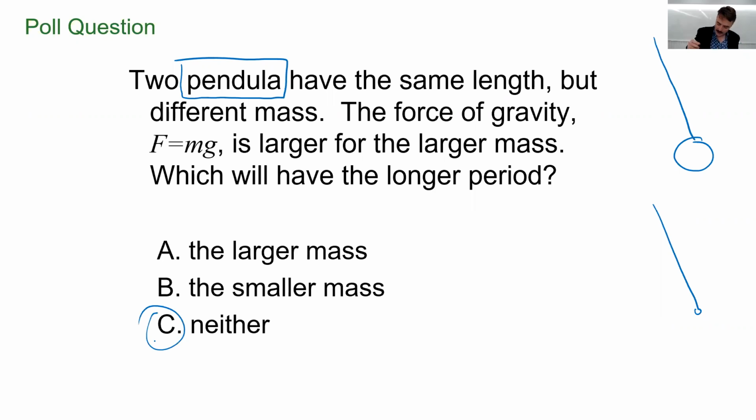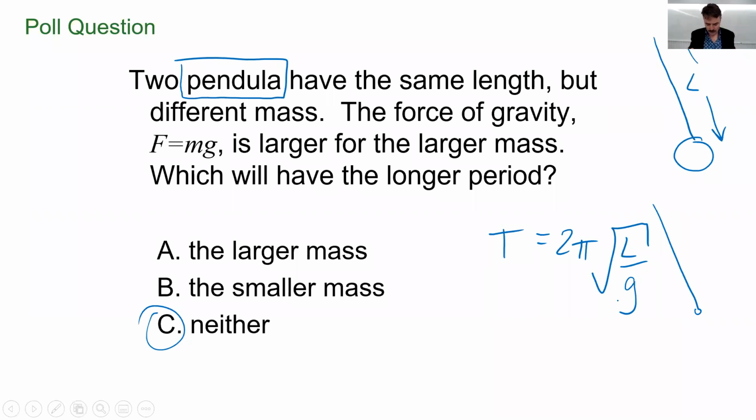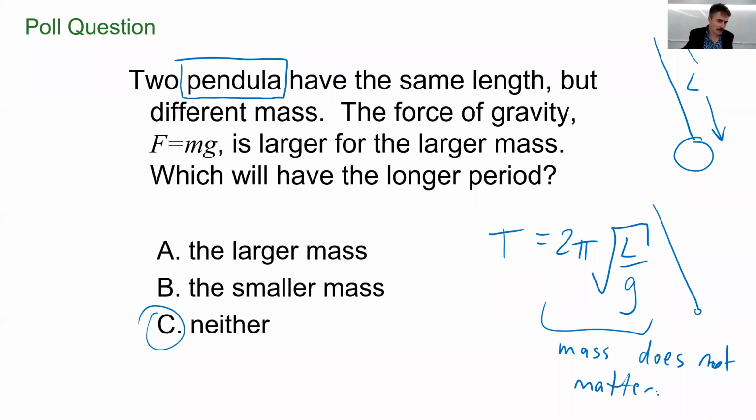This is sort of a trick question. If the length of the pendulum is L, then the period is equal to 2 pi times the square root of L over g. So the longer L, the longer the period, but the mass does not matter in determining the period. This assumes simple harmonic motion, and that the string has negligible mass compared to the mass on the end. This is a big M, this is a little m.